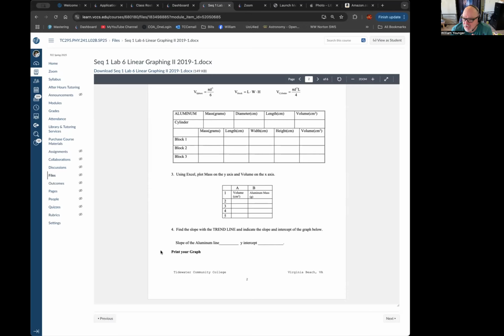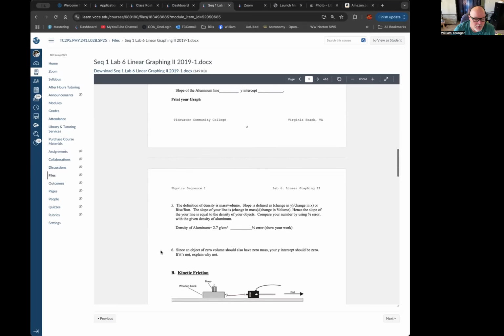So the main thing is make sure that you could imagine an old person with really bad eyesight reading your lab report, and if you find that that really old person with bad eyesight might not be able to read it, then you probably need to make it a little bigger for Mr. Younger. Okay. All right, now that we're finished with that part, we'll go on.